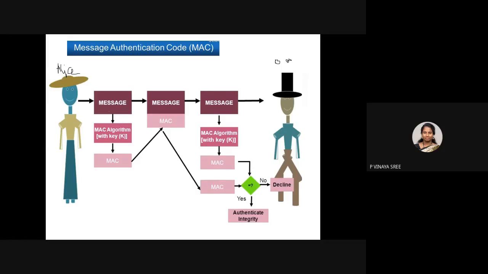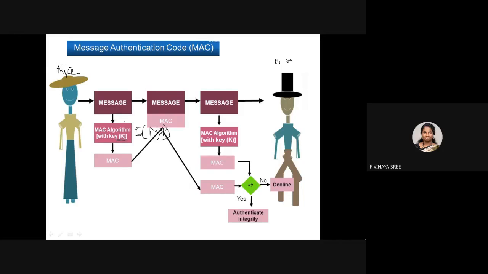Now what is Alice doing? The message she wants to transfer to Bob, she is not sending it as it is. She is passing it through the MAC function, which is C. This function takes two inputs. What are those two inputs? One is the message and the other one is the key K. Alice must know this key and Bob must also know this key.